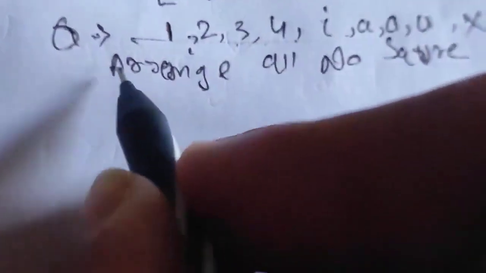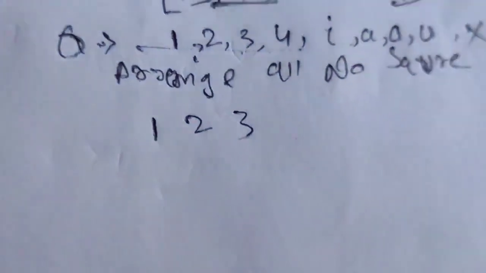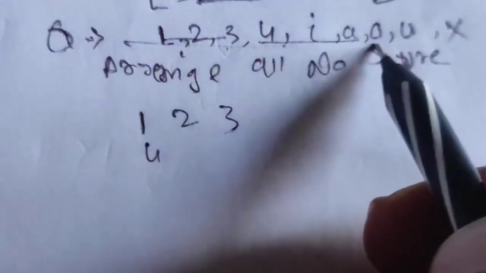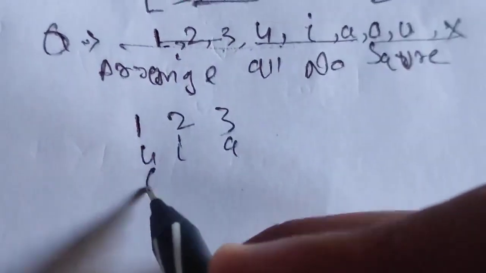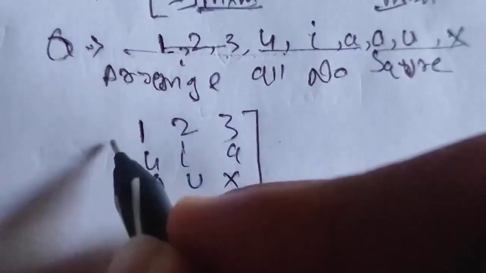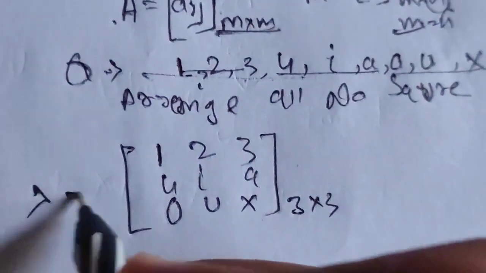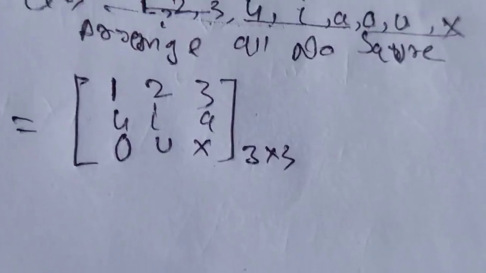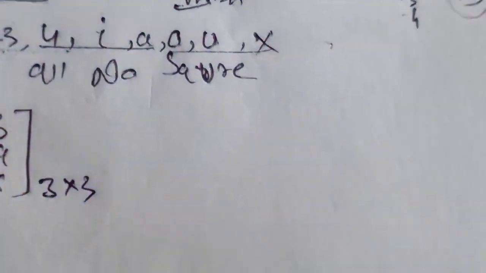In this case, the number of rows, say for example 1 2 3, because there are 9 numbers, means 3 rows, 3 columns. So 4 I A, and O U X. This makes a square of 3 cross 3. This is called a square matrix. Say suppose lambda. This is called a lambda. Okay, this is a simple example of a square matrix. I take a hypothetical case.